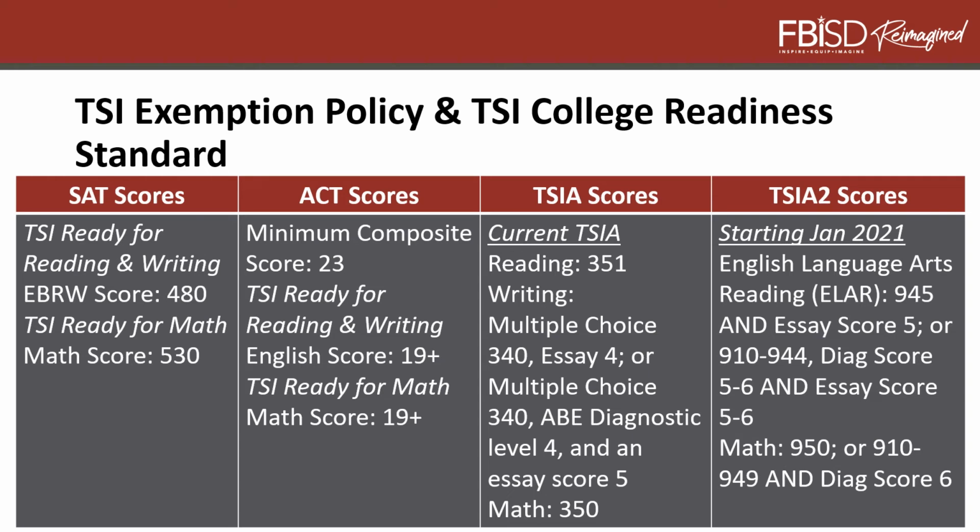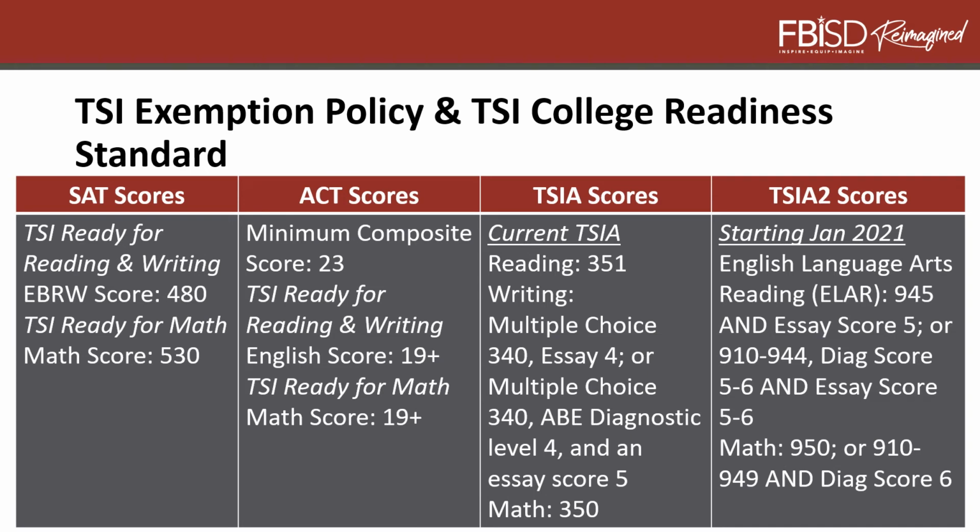On the TSIA 2, it will be ELAR. To meet the college level score on the ELAR, the student would need to score a 945 or better, and then the student would need an essay score of a 5. If a student scores between a 910 to a 944, but receives a diagnostic score level of a 5 or a 6, and still receives an essay score of a 5 or a 6, then the student will be considered college level ready. On the current TSI, the student cannot be considered college level ready if they go into the diagnostics on the reading section.